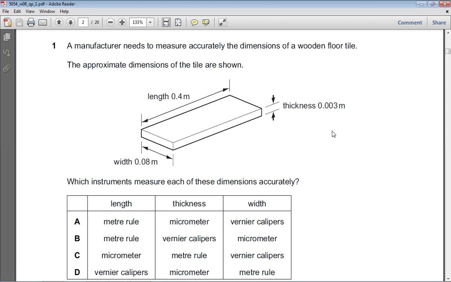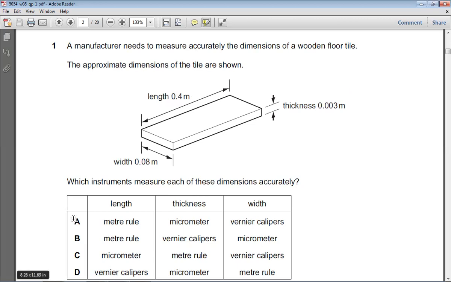The best option will be vernier caliper. 8 centimeter length can be measured with the vernier caliper. 8 centimeter cannot be measured with a micrometer. So A looks the best option. The length can be measured with the meter rule. The thickness can be measured with a micrometer, and the width can be measured with a vernier caliper. So A looks the best option to me.